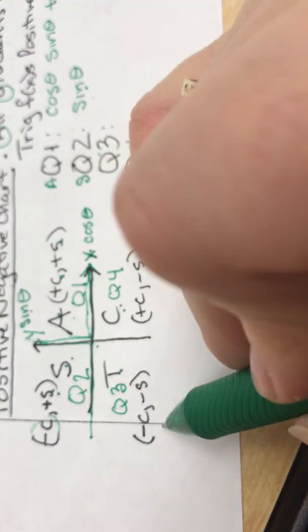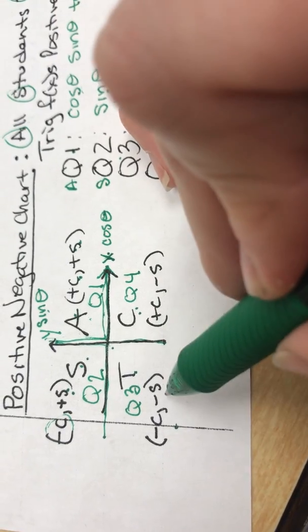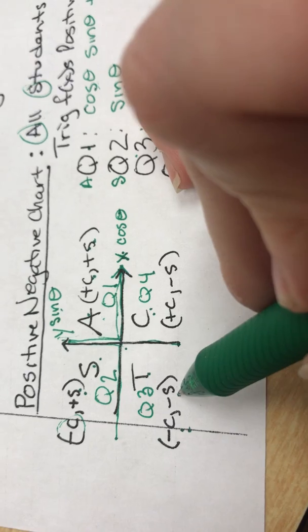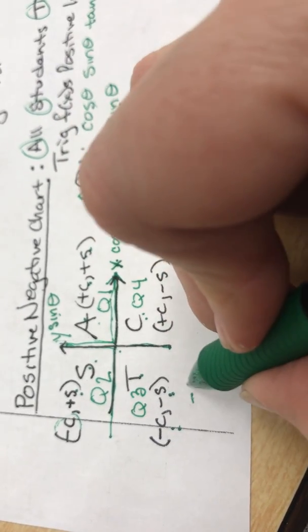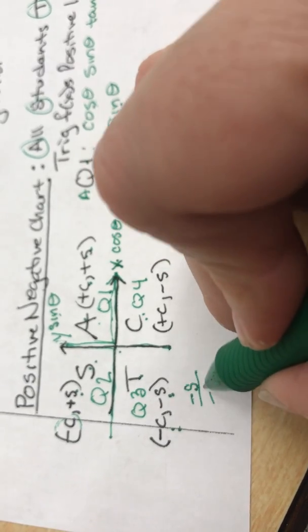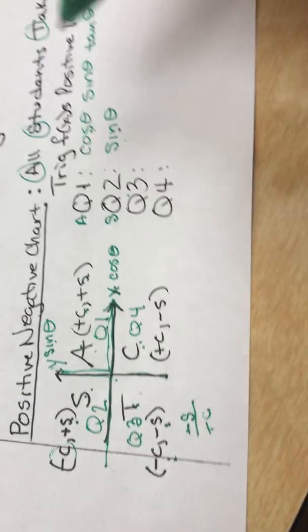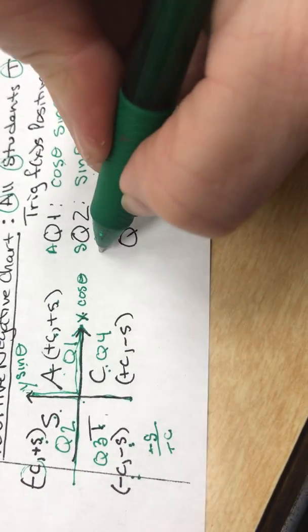This quadrant, if I go left on the x, that really means negative on cosine. If I go down on the y, that really means negative on sine. So I have a negative cos, a negative sine. Well, if tangent means negative sine over negative cosine, negative divided by negative is positive. Only tangent would be positive in that section. So T.